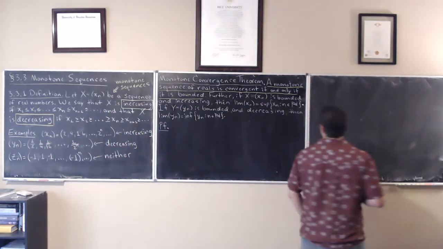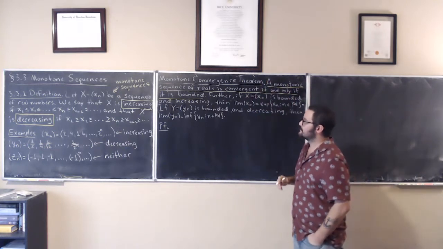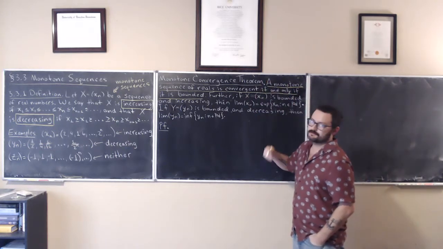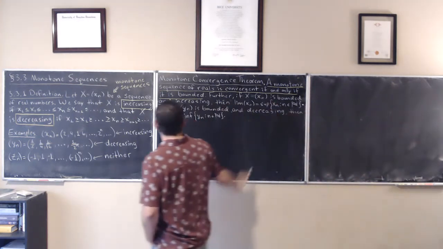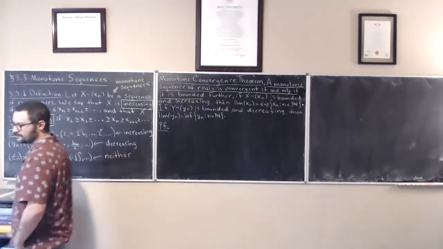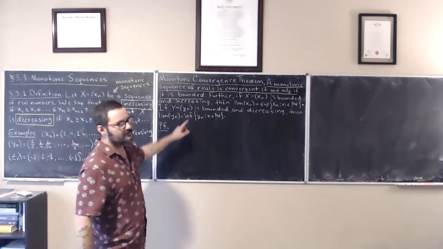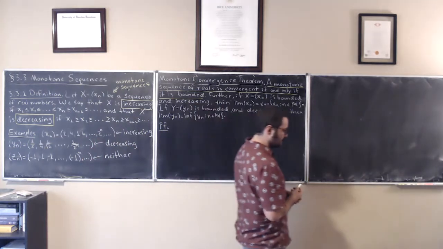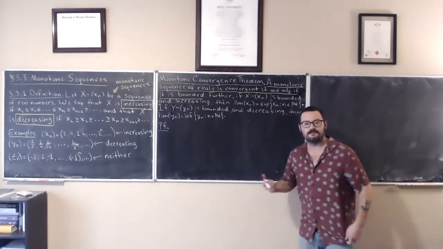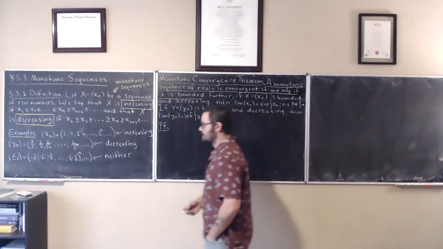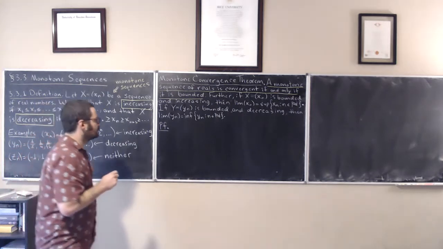What's more is that if a monotone sequence is bounded, it converges. If it's monotone increasing, it converges to the supremum of its terms. And if it's monotone decreasing, it converges to the infimum of those terms. So it actually tells us almost like a formula for finding the limit in that case. Okay, so let's go ahead and prove this.